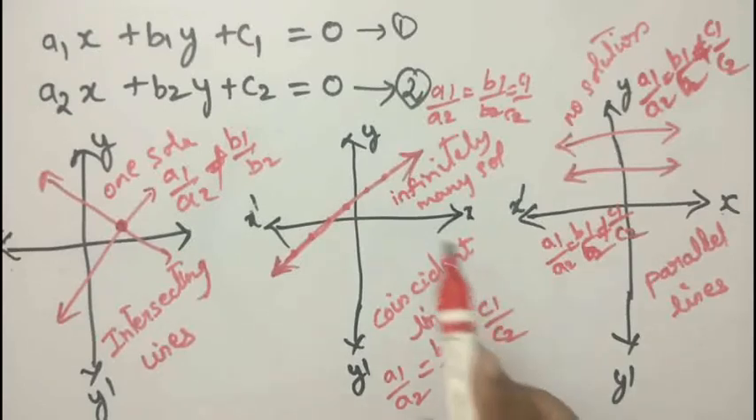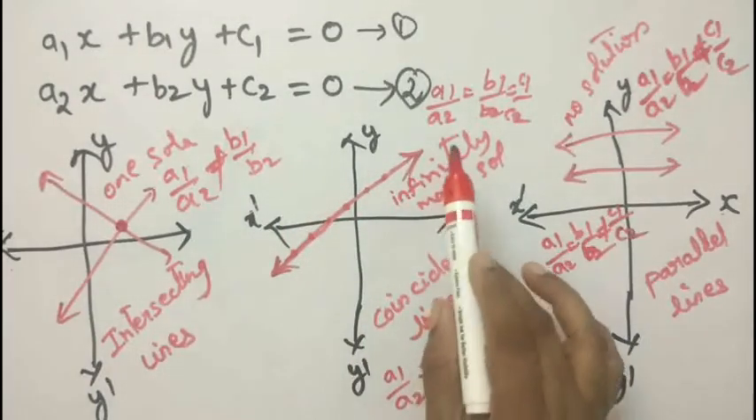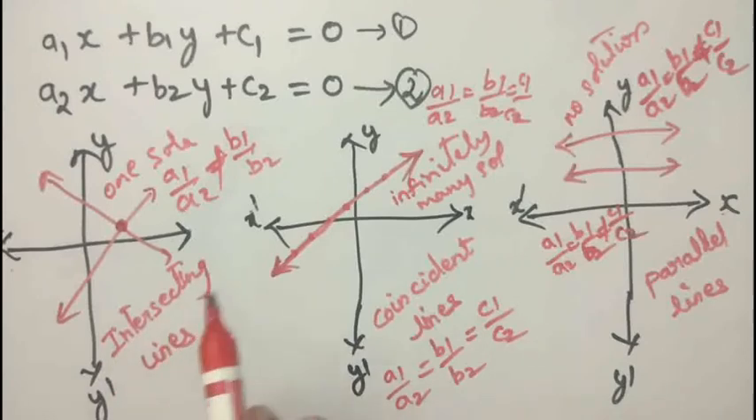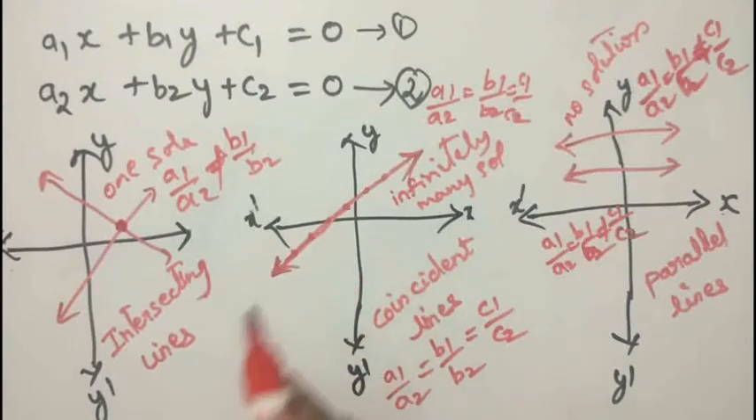In the second case, if all the ratios a1 by a2 equal to b1 by b2 equal to c1 by c2, then after plotting the graph you will get coincident lines and it will have infinitely many solutions. And in the third case, when a1 by a2 equal to b1 by b2 not equal to c1 by c2, definitely after plotting you will get parallel lines and there will be no solution for the two lines.